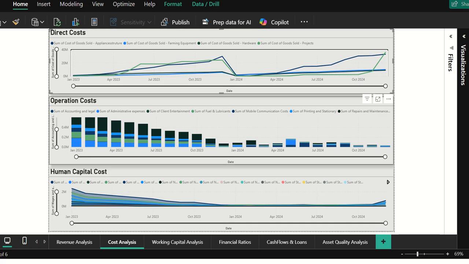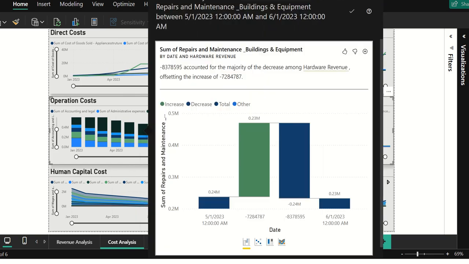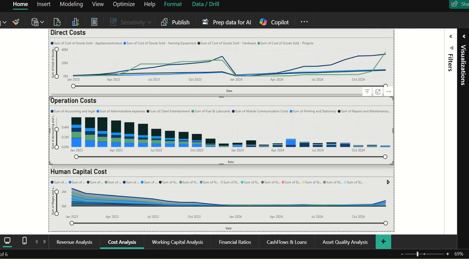Operational costs: we have accounting and legal, administrative, client entertainment, fuels and lubricants, mobile communications, printing, and repairs and maintenance. And you'll notice that from January, there's been a downward slope up until the end in December. And then January here, it's basically being kept low. So let's explain this decrease. 8.3 accounted for the majority of decrease among hardware revenue, offsetting an increase of 728. So we can see how in repairs and maintenance in the hardware division, there has been a decrease, and that's been going down.